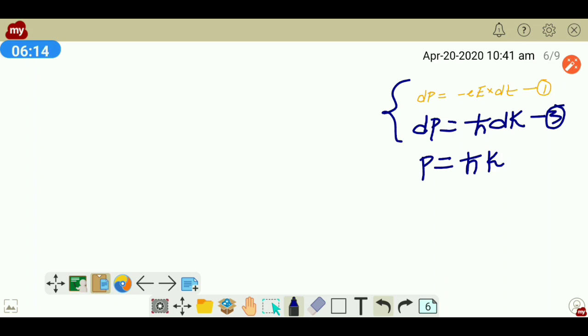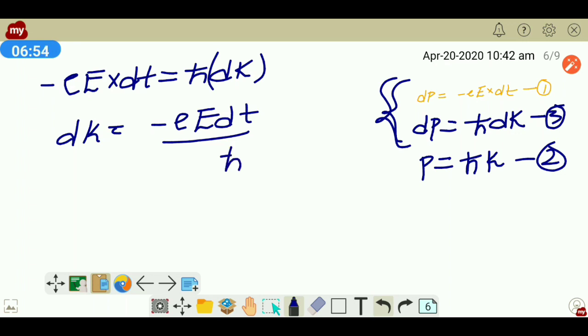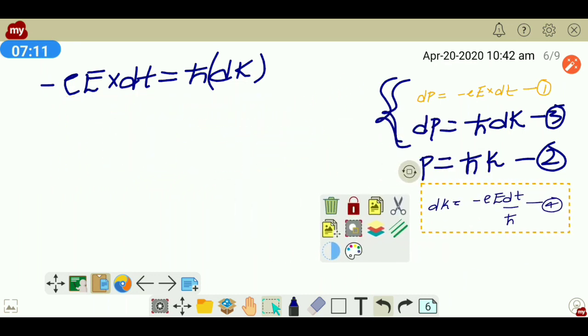Let us also compare these two equations. Here dp equals minus e into capital E into dt. It is equation 1. And equation 3 is dp equals h cross dk. So when comparing these two equations, minus e into capital E into dt equals h cross dk. And I just wanted to get this term dk. So dk equals minus e into E into dt divided by h cross. Take this equation as equation 4. Let us minimize this equation again and put it here.